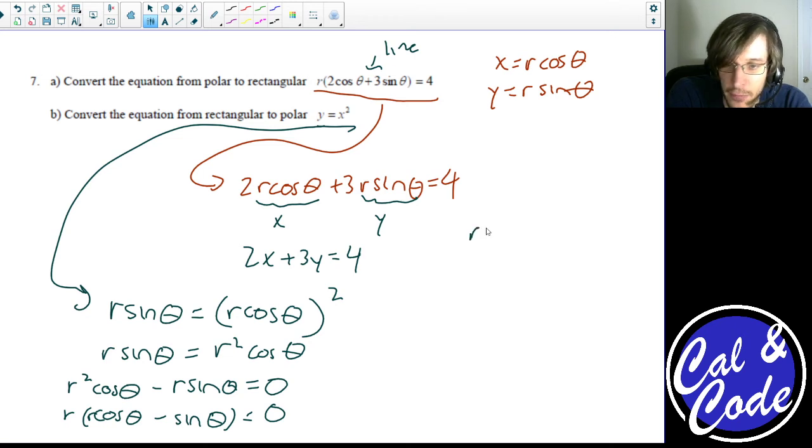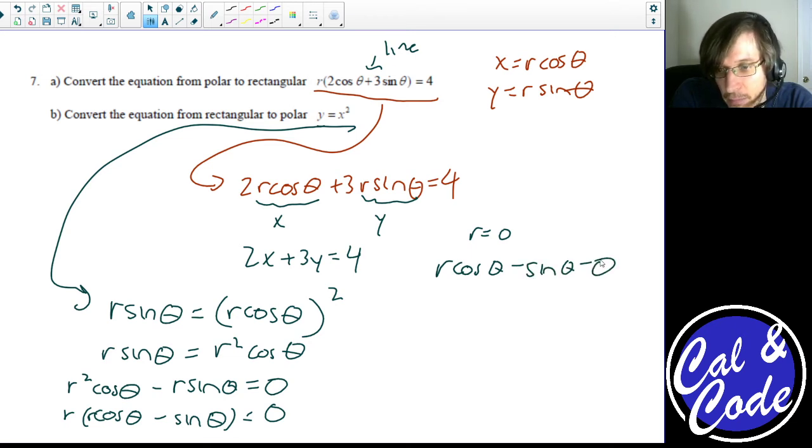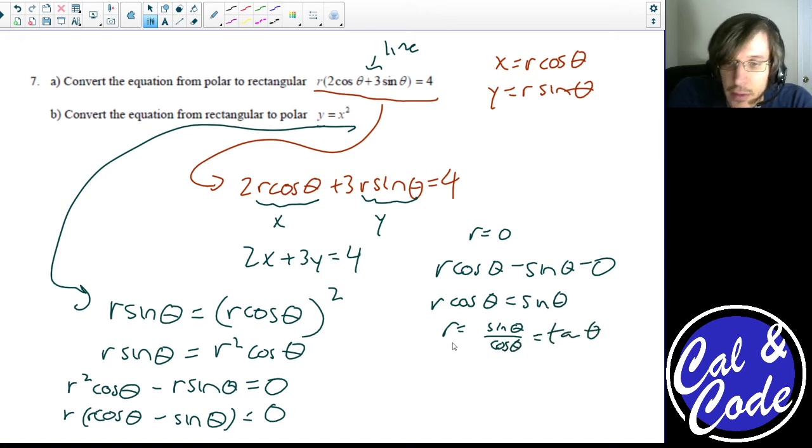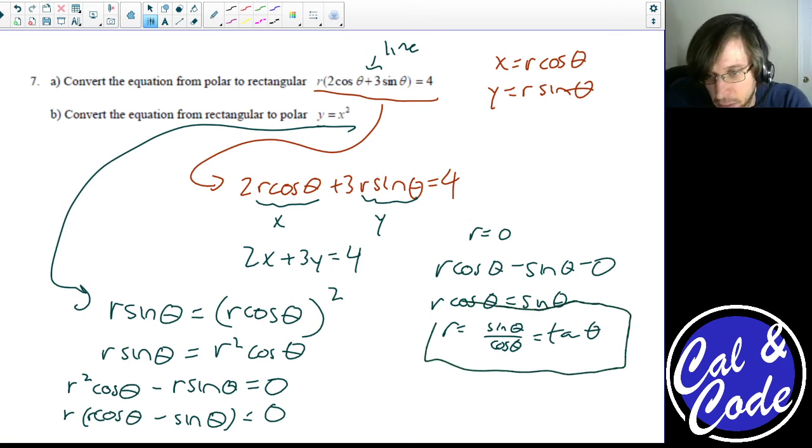And we have basically two things. We can have r equal to 0, and we can have r times (cosine theta minus sine theta) equal to 0. Solve that one for r, and you get r cosine theta is equal to sine theta, or r is equal to sine theta over cosine theta, which is tangent. So to get this particular one, you can just have r is equal to tangent of theta, and you are good to go.